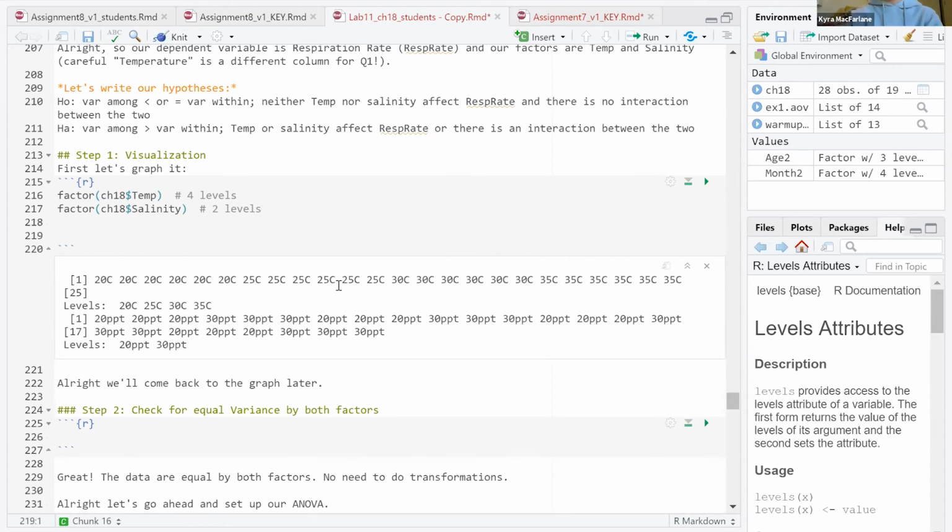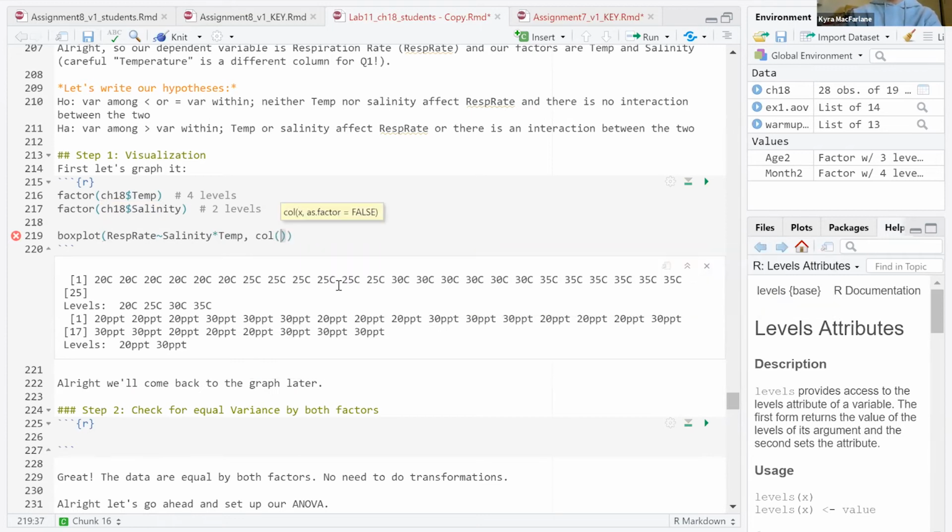So let's go ahead and make that plot. So resp rate by, remember, we have to be careful about the order. If we want it on the x-axis, it comes second. If we want it organized by color, it comes first. We want salinity to be the color. So salinity and temp.